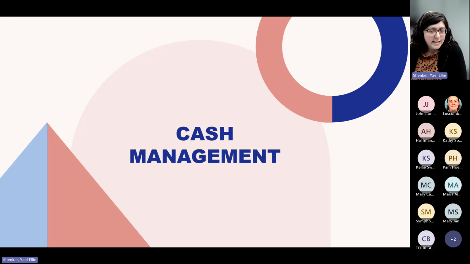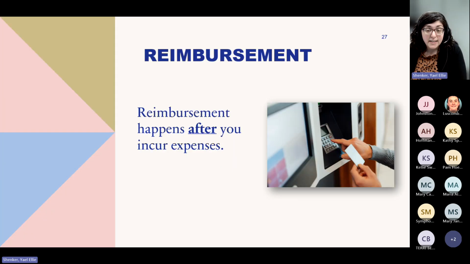I referenced this already, but these grants are reimbursing grants, which means that you incur the expenses, you pay the expenses before you get paid. So on a monthly basis, you would have a report of all of your expenses that were allocable to the grant. You're going to submit that, and then the city will reimburse you for the cost of all of those expenses. That does require some cash up front, right? So that's something to take into consideration when you're thinking about your project and what your capacity is as an organization.